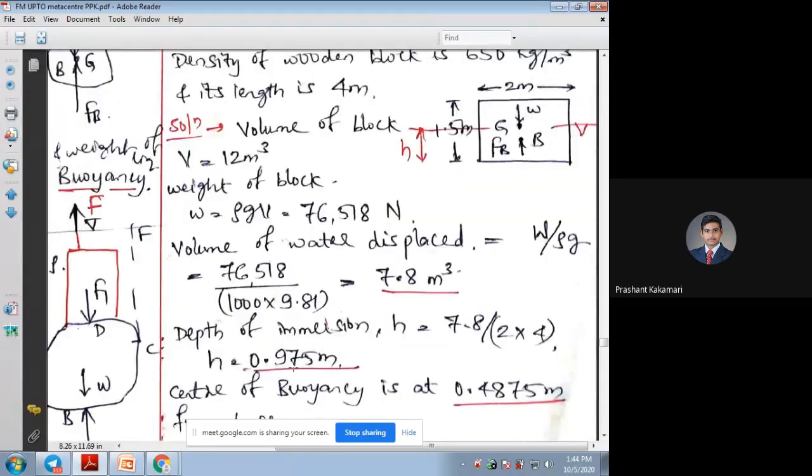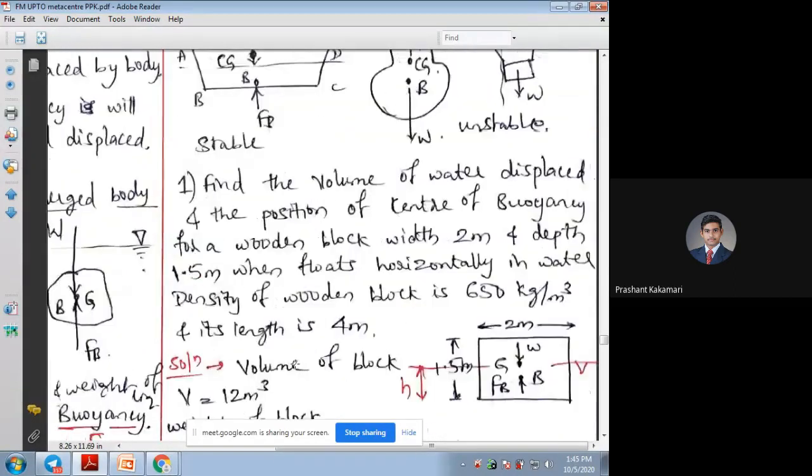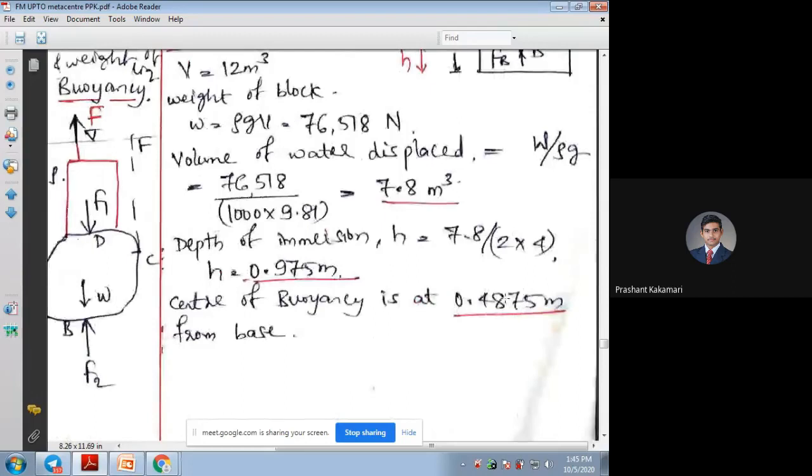Now the height of the liquid displaced is around 0.975. Now one can tell what the center of buoyancy is. It is the center of the volume itself. So take half of this value, 0.975, and you will get the center of buoyancy. That means the buoyancy force is acting at 0.4875 meters from the bottom. So this force of buoyancy all depends on the volume of liquid displaced, and the position depends on the volume and area.